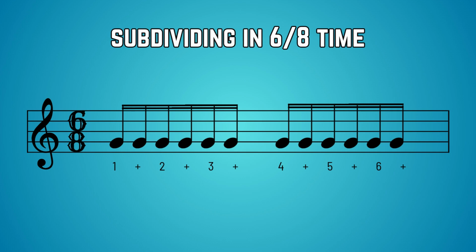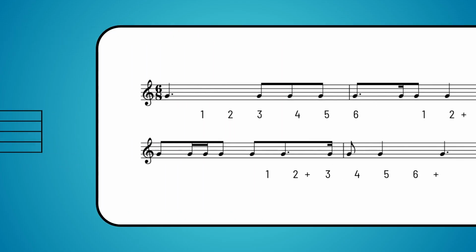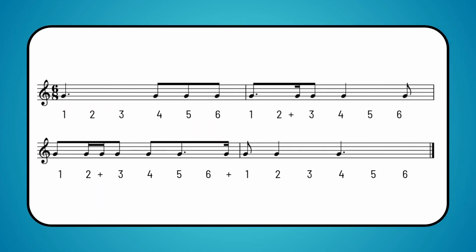Let's count one complete measure. 1 and 2 and 3 and 4 and 5 and 6 and. This detailed subdivision is useful when performing 16th notes, dotted eighth and 16th note patterns, or other complex rhythms. Even while subdividing, we should continue feeling the two larger groups, 1 and 2 and 3 and 4 and 5 and 6 and.